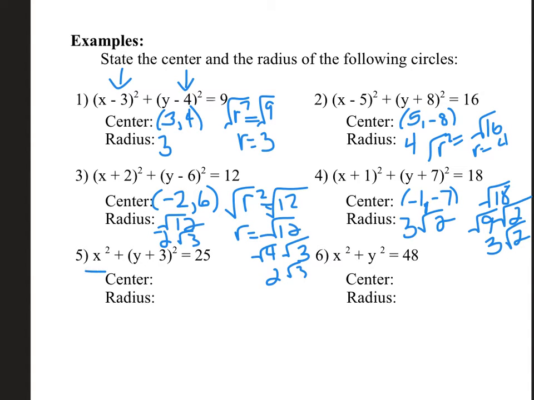Okay, so for this one, there's nothing added to x. So if there's nothing added or subtracted from x, another name for nothing is 0. So that means the x coordinate is 0. It's going to be right on the y-axis. And the y is -3. And then the radius here is the square root of 25, or 5.